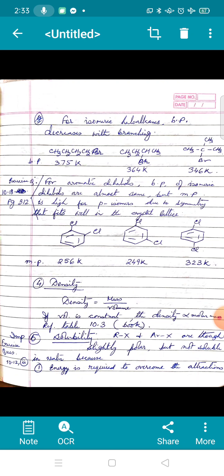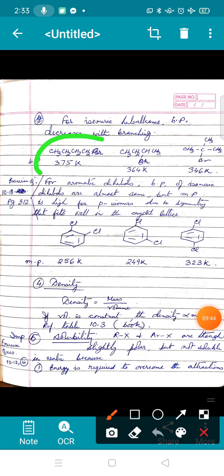When you have a straight chain molecule, you see this is bromobutane having a linear chain, and it will have maximum boiling point 375. You need not remember the value, but the trend you need to remember. Now when we have the same molecular formula, but we have shifted the position of bromine to carbon 2, the boiling point decreases because boiling point decreases with branching. More and more branches are created, boiling point will keep on decreasing.